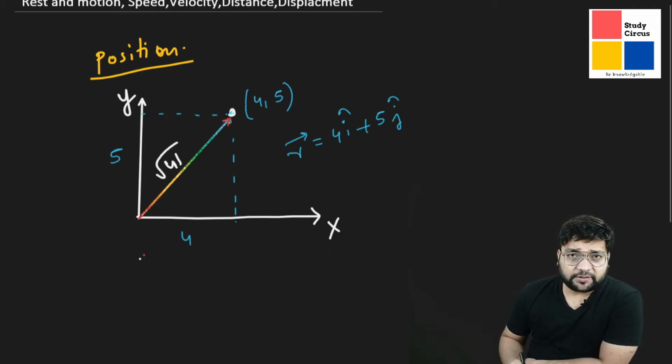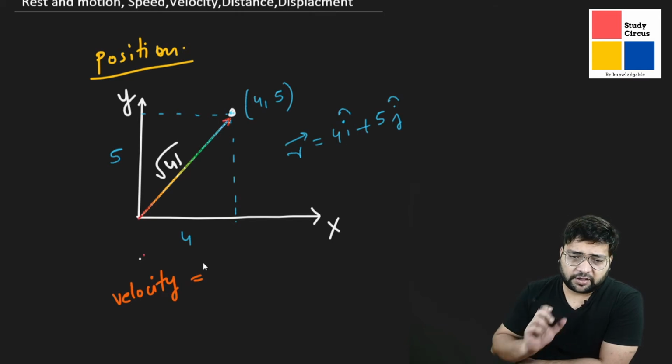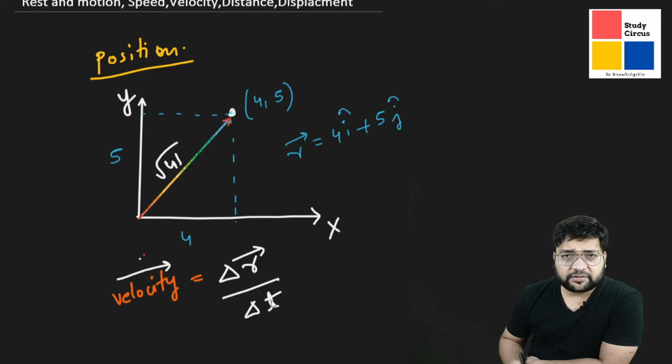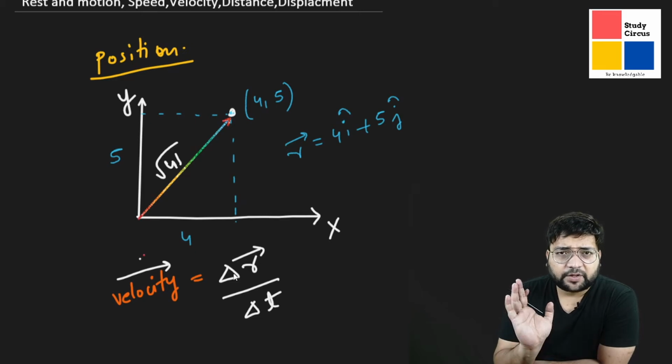Now what is velocity? The rate of change of position is called velocity. The rate of change of position vector. Velocity is a vector. The velocity vector is the delta, meaning the change of position vector with respect to time. Fine. Position vector we have seen, and the rate of change.